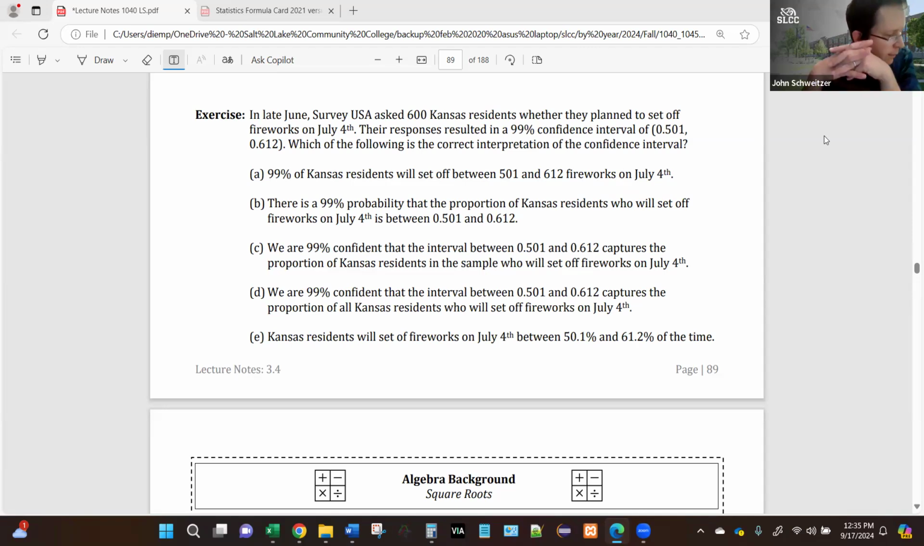So I've got a C, I've got a couple of D's in there, and I think D is the best. So let's go through this. So 99% of Kansas residents will set off between, no, that's just wrong in so many different ways. We're really careful to not talk about probabilities. We prefer the language of confidence. So we don't want to say there's a 99% probability.